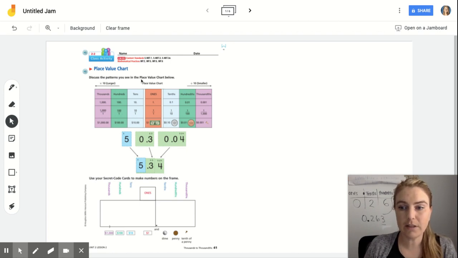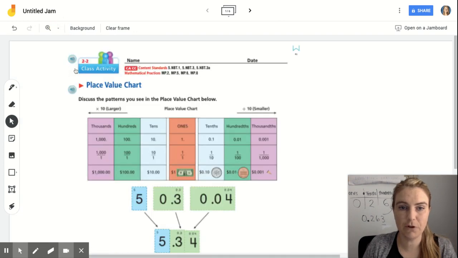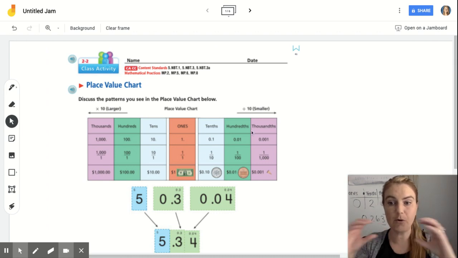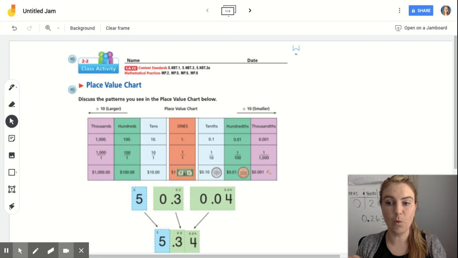And for right now, what I'd like you to do is open up your activity book to page 41. And I'm going to turn your attention to this place value chart. So page 41 in your activity book, go ahead and find this chart. And I'm basically going to go through row by row what the different elements of this chart are.